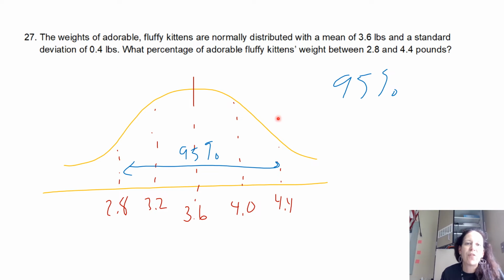The weights of adorable fluffy kittens. So the mean was 3.6. The standard deviation was 0.4. So we add 0.4 and subtract 0.4 to go on either side. 2.8 and 4.4 are within the two standard deviations, and that is our 95% interval. So that says 95%. Hopefully you got all those numbers. Again, pause if you need to.